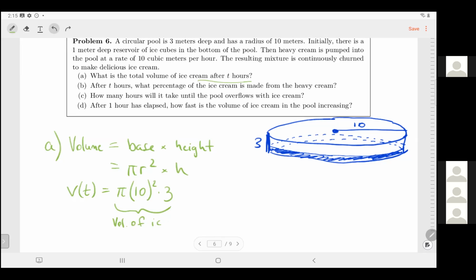Or sorry, not times 3. I think you said it correctly, times 1, because initially the ice cubes are 1 meter deep. Right. Okay, so that's the volume of ice. And then what do we have to add to that to get the volume of ice cream after T hours have elapsed?